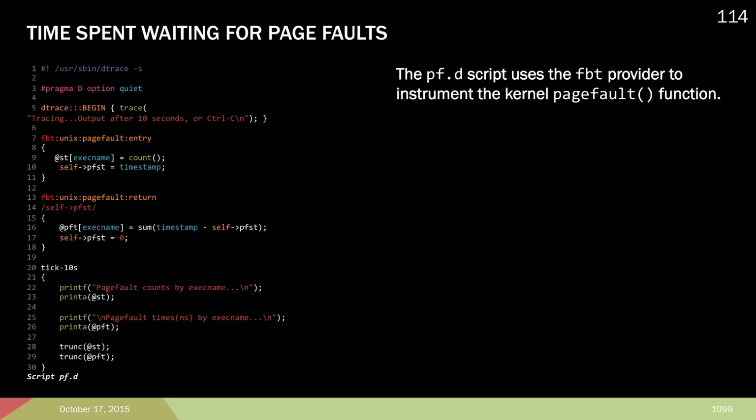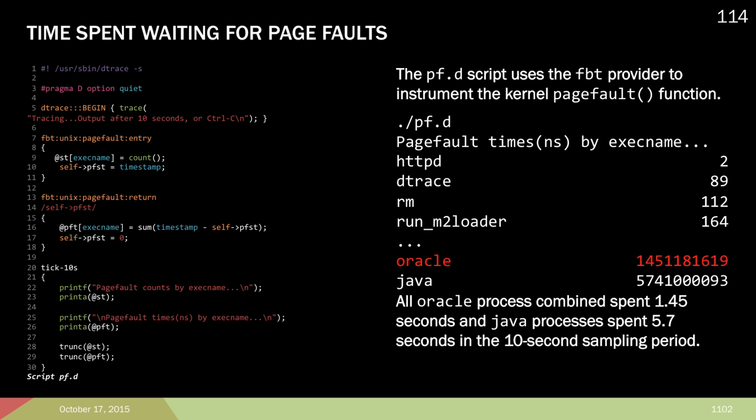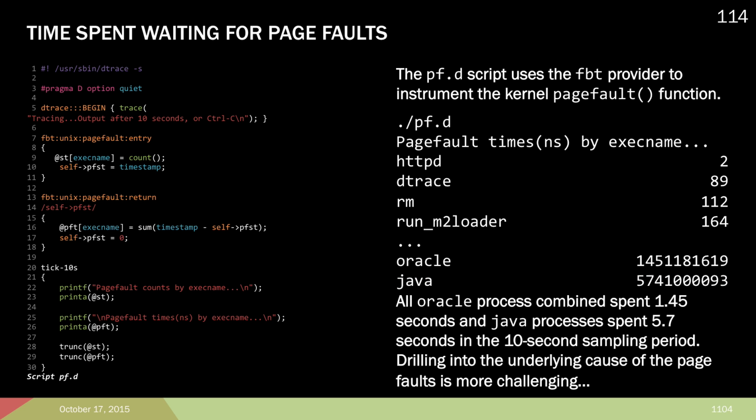The pf.d script uses the FBT provider to instrument the kernel page fault function. All Oracle processes combined spent 1.45 seconds, and Java processes spent 5.7 seconds. Drilling into the underlying cause of page faults is more challenging.